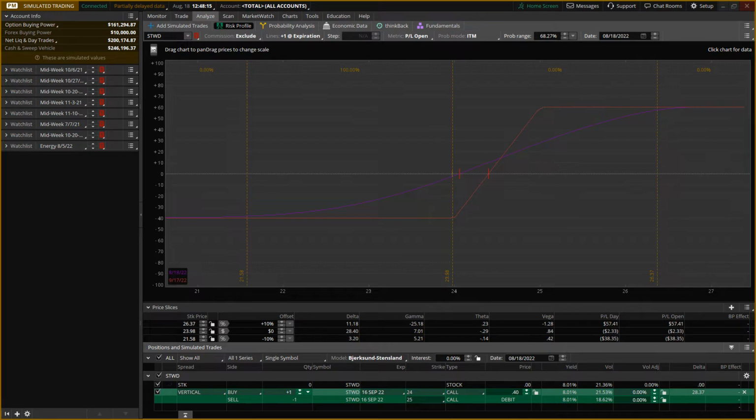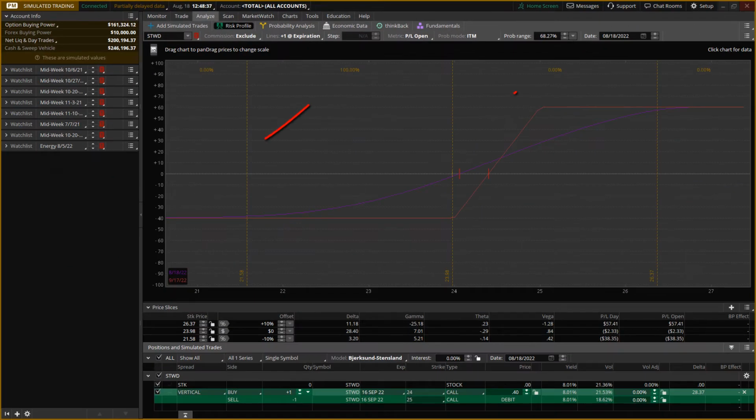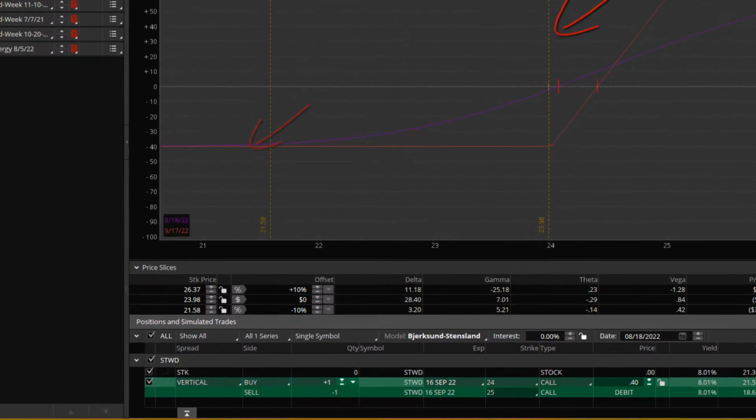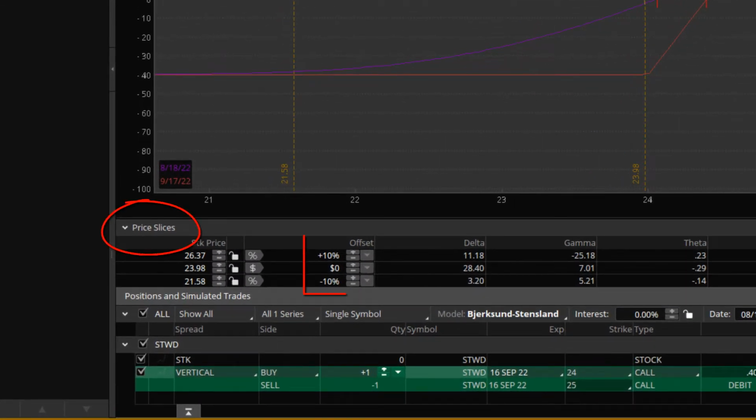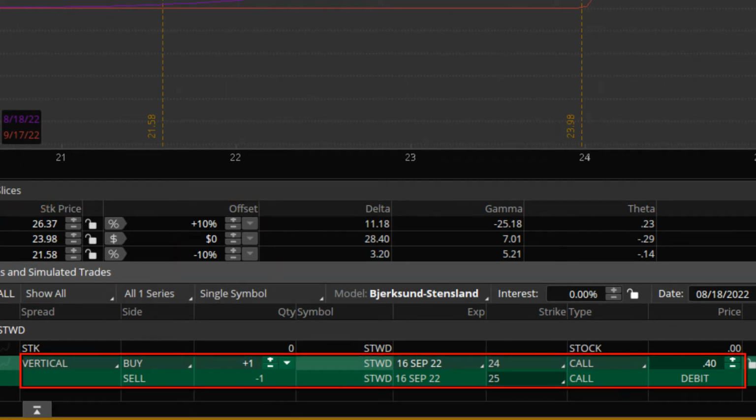So I took the liberty of building a combo for this class. This is a vertical spread, a bull call spread, debit spread on STWD. You can see that it is at the default of one line plus expiration. That is the red line and the purple line. I'll get there in a second. Also, what I want to show you guys is the price slices, things we'll be talking about, these three lines. This is also the default, which we have the active stock price and then plus minus 10% on either area. And at the very bottom, you can see that that is the spread I chose. It's a 24.25 bull call spread, and it looks like it's going for about 40 cents.